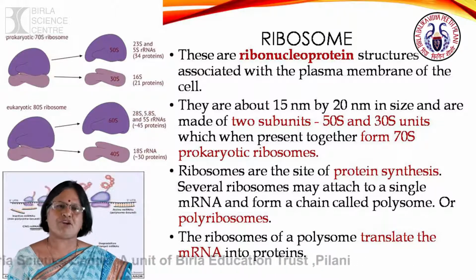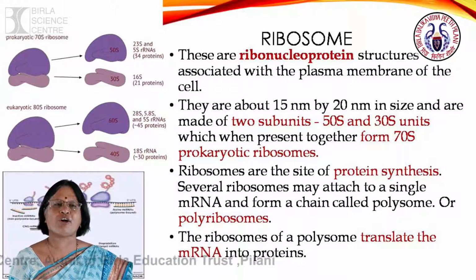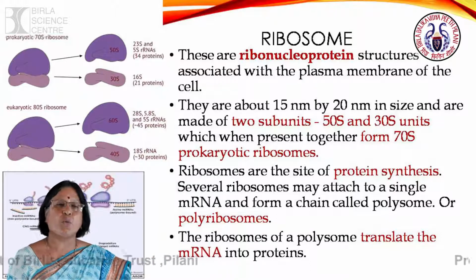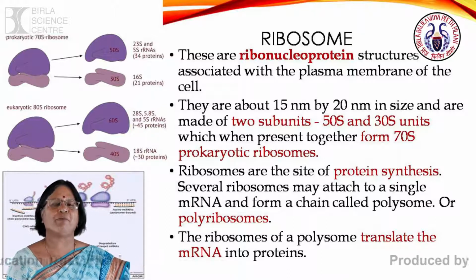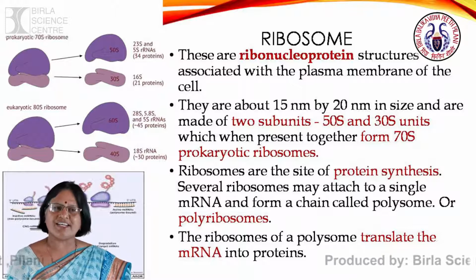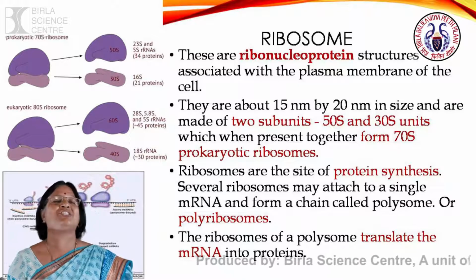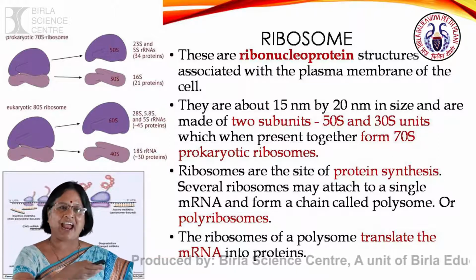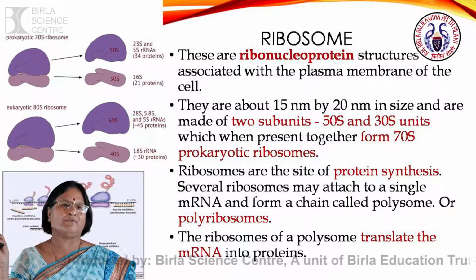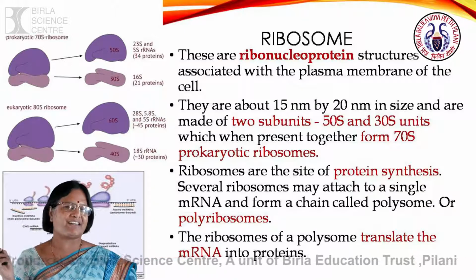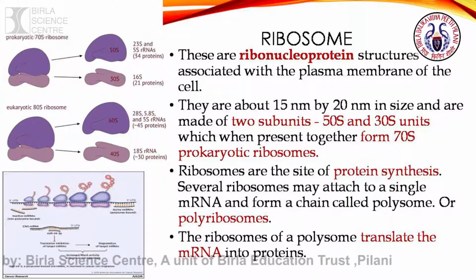And what's the function of the ribosome? It is meant for protein synthesis. While the ribosome is performing protein synthesis, what does it do? It attaches itself to the messenger RNA molecule, and there are several ribosomes attached to the messenger RNA molecule, forming a structure known as a polysome or polyribosome.